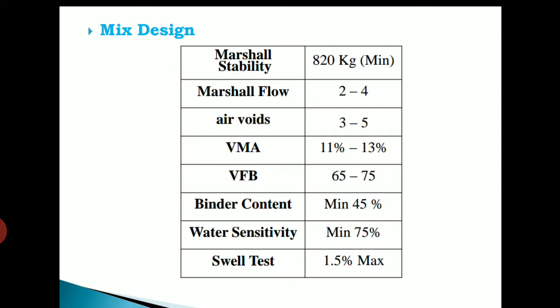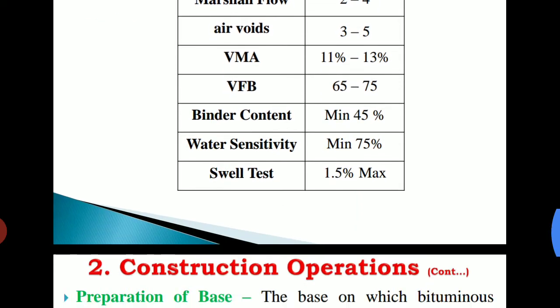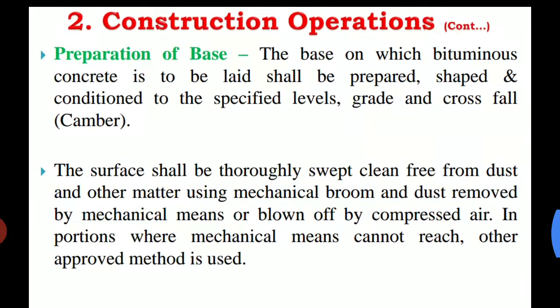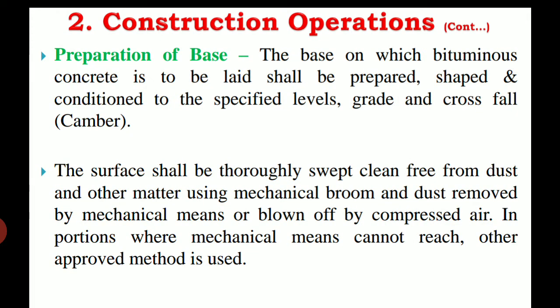We should compare our own materials with this standard table, and they should satisfy all these categories before use in construction. Now the construction operation. First is preparation of the base on which the bituminous concrete is to be laid. It shall be prepared, shaped, and conditioned to the specified levels, grade, and crossfall, that is the camber. Before placing the bituminous concrete on the paver, we should first confirm that the base is properly prepared.